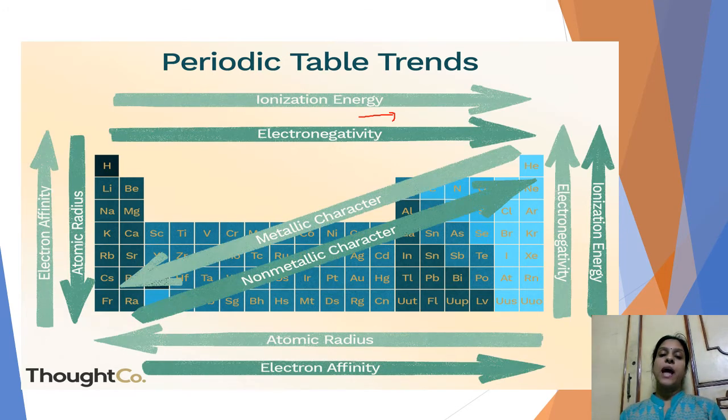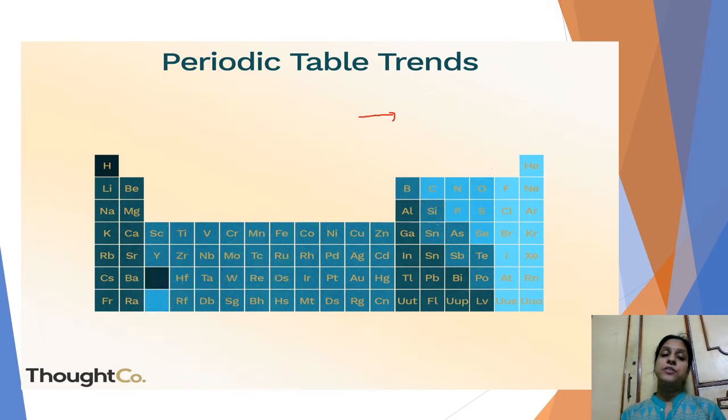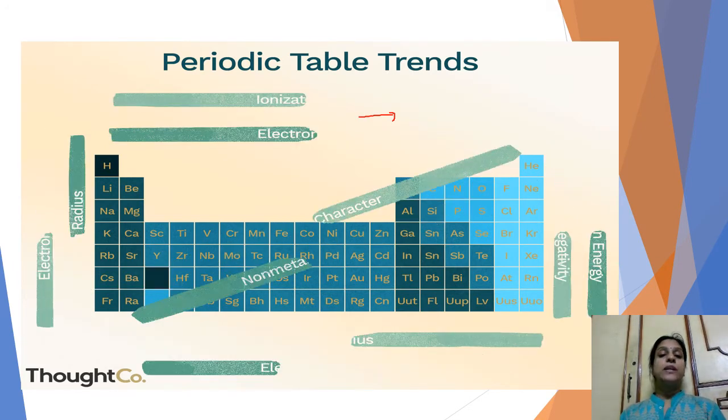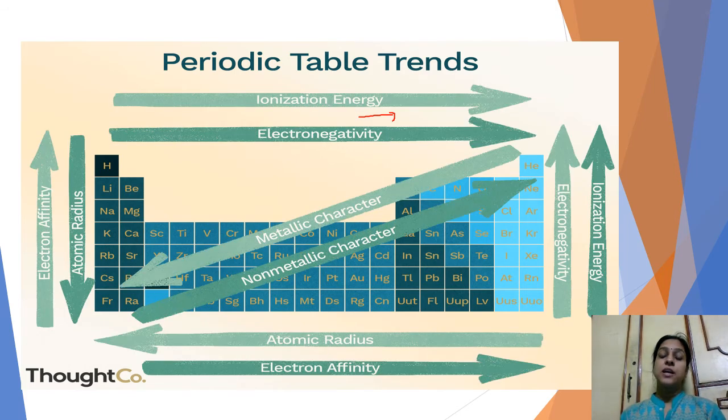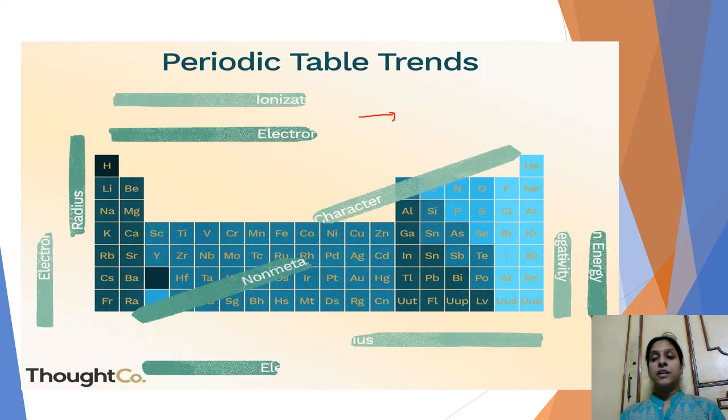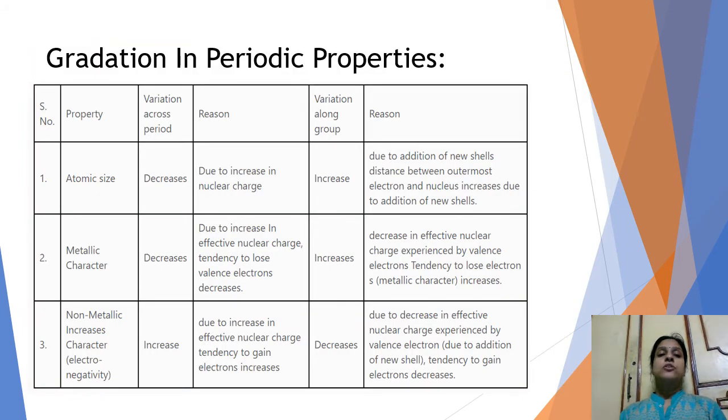If you are talking about the metallic character, that goes on increasing down the group automatically. Vice versa, in case of non-metallic character, metallic character down the group increases, across a period decreases. Non-metallic character down the group decreases, and across a period increases. Okay? Atomic radius, the last property, increases down the group and decreases across the period. So these are the gradation or main properties in the modern periodic table.